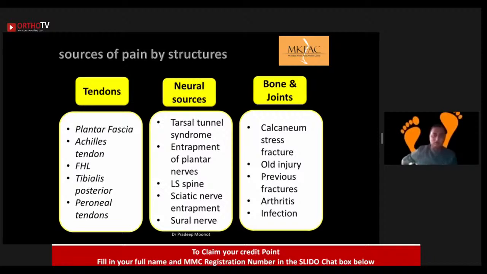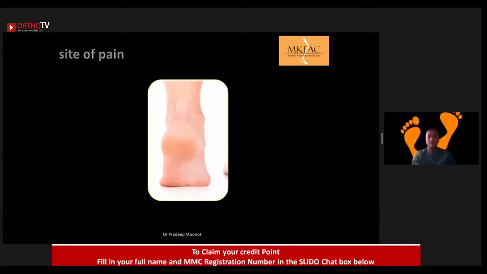Coming to the bone and joints, calcaneum stress fracture is quite common, more common than you would think of it. So that can cause it. Old previous injuries, fractures of the calcaneum or hindfoot fractures can give rise to heel pain. Of course, you have arthritis in the subtalar joint or the calcaneocuboid area or the talonavicular joint, and of course, infections as well. So these are the common conditions giving rise to heel pain.